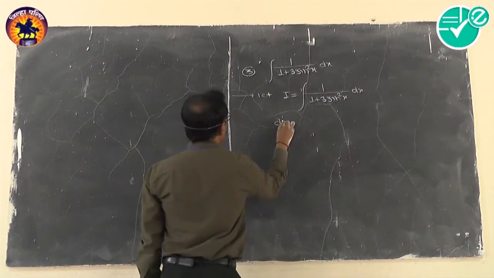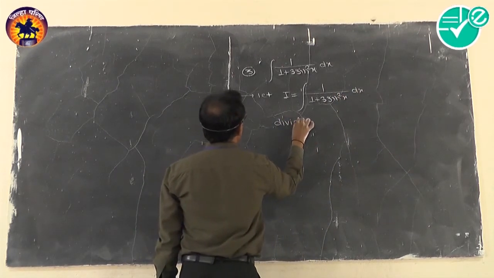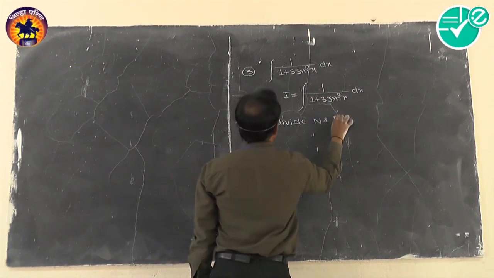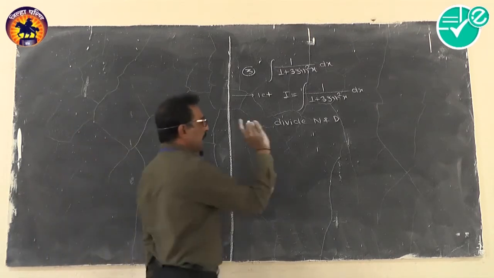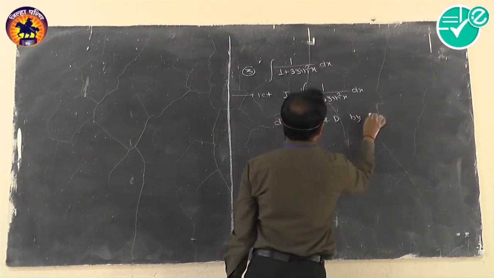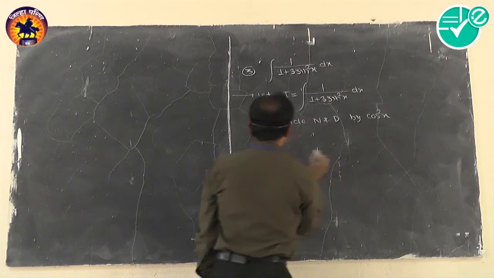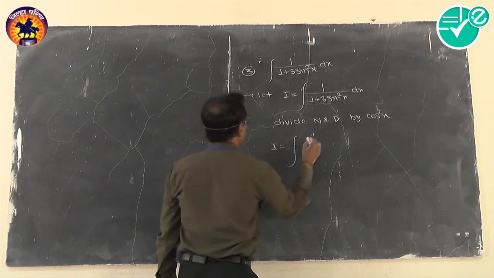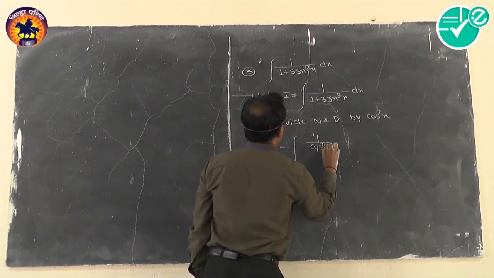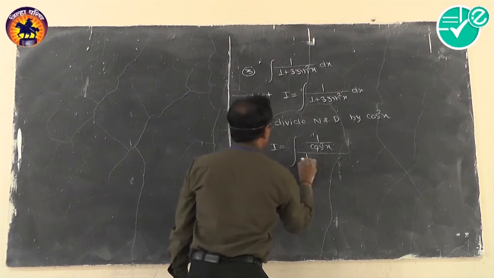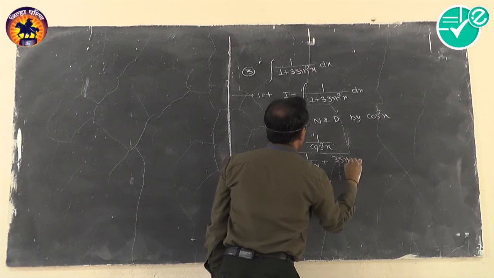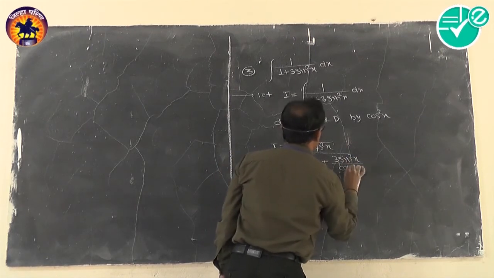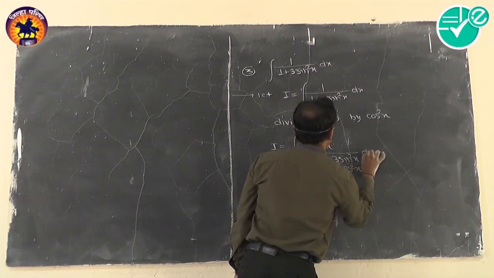Your basic procedure is to divide. It is in your notebook actually. This procedure is already written. Divide numerator and denominator by cos square x. Your procedure starts here. I is equal to 1 upon cos square x. Here it is 1, so it is 1 upon cos square x, and 3 sin square x upon cos square x, and in that dx.